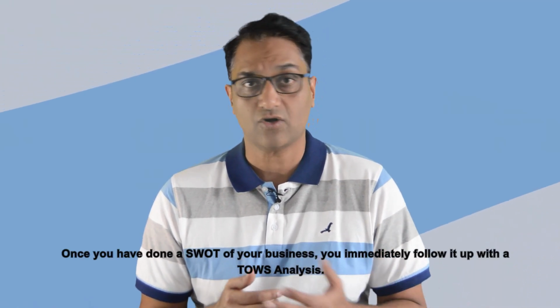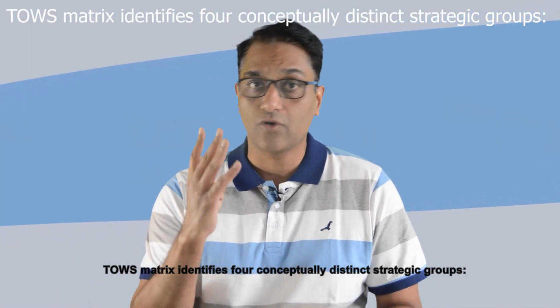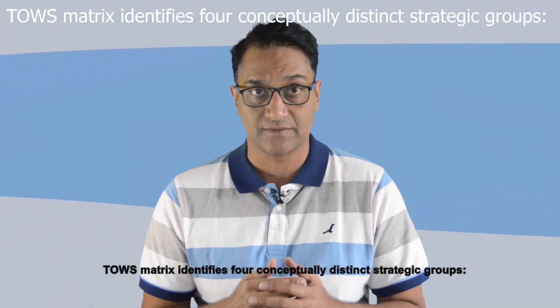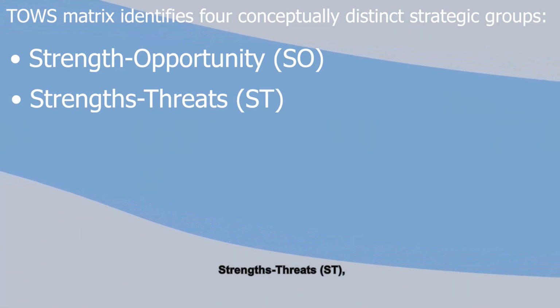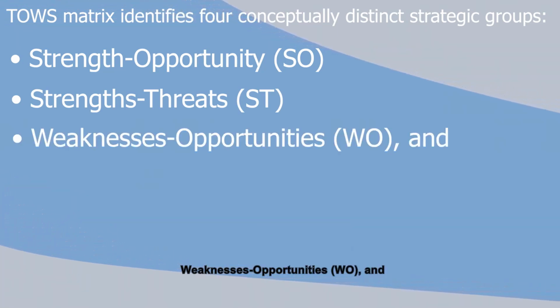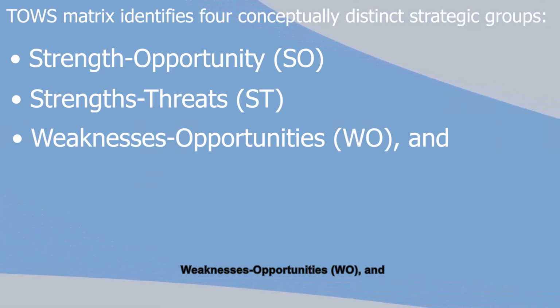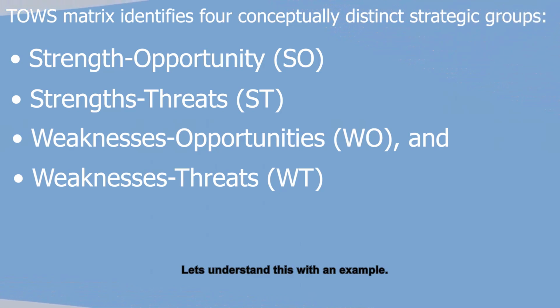Once you have done a SWOT of your business, you immediately follow it up with TOWS analysis. TOWS identifies four conceptually distinct strategic groups: strengths opportunities or the SO strategy, strengths threats or the ST strategy, weaknesses opportunities which is the WO strategy, and weaknesses threats or the WT strategy. Let's understand these four strategies with an example.